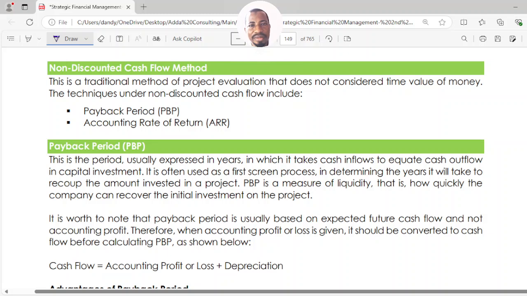Hi everyone. In today's class, we are going to be dissecting non-discounted cash flow methods of project evaluation.